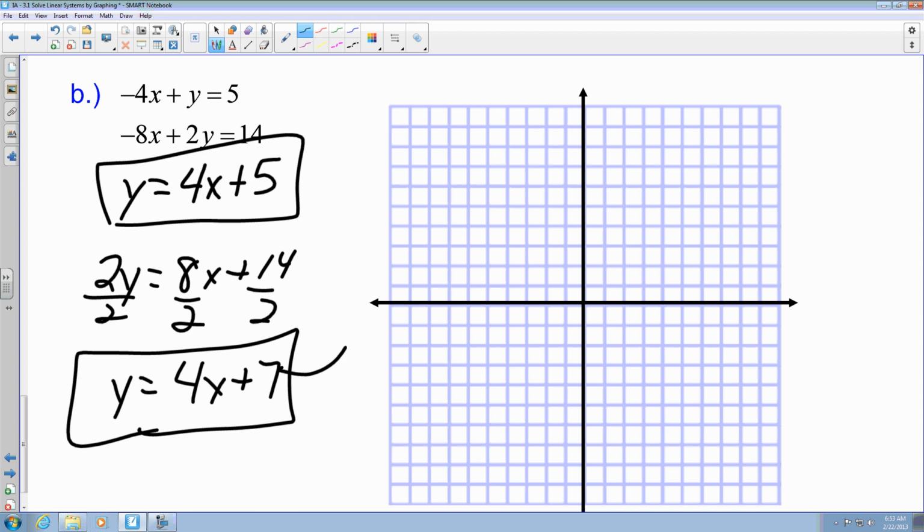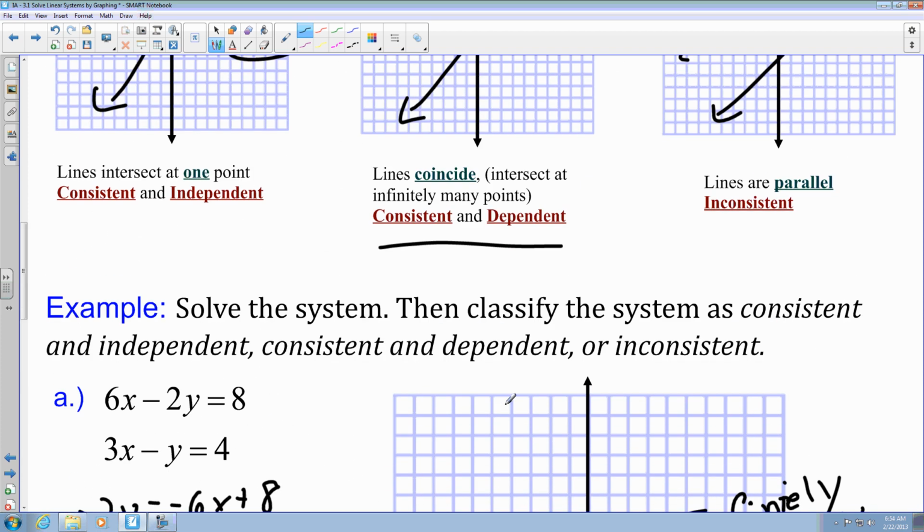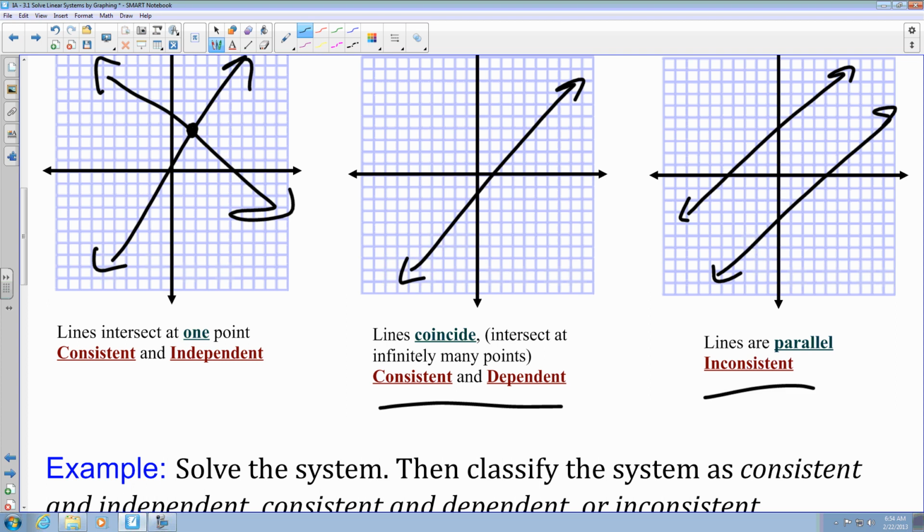Now, I notice that they have the same slope, different y-intercept. So what that's telling me is that these things are going to be parallel. So if they're going to be parallel, that means they don't intersect. So then we're going to have no solution. And since we have no solution, the classification that we have is inconsistent.